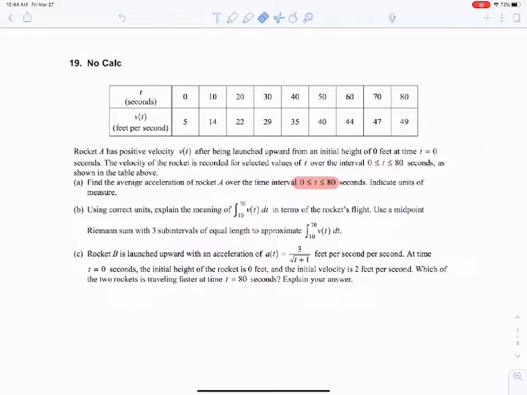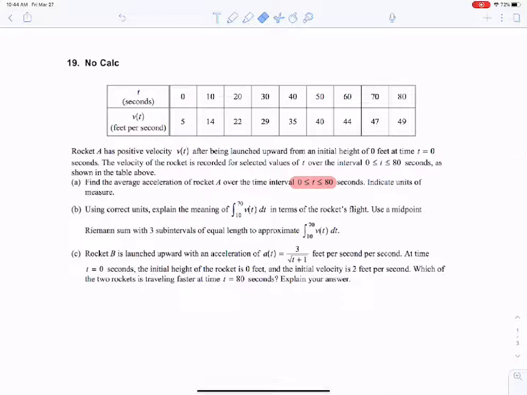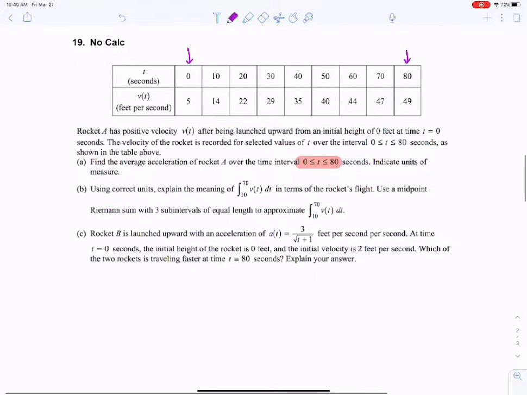So we're going to find the slope of the tangent line from time 0 to time 80, of v of t. So in other words, the average acceleration is going to be equal to, so let's just write that down.